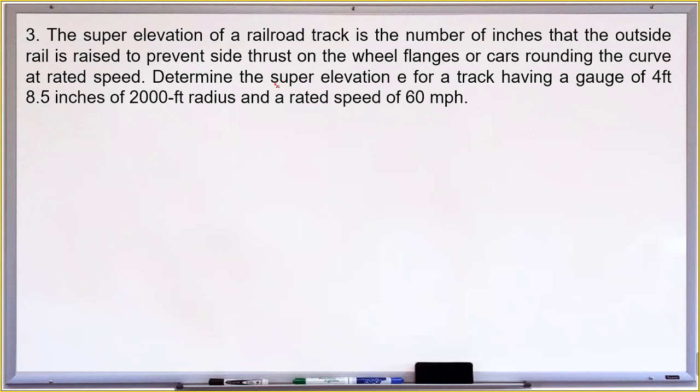So unsa man ni pasabot aning super elevation. So since gi-define man sa to ang problem, then walay problema. So we have given, first is the gauge, no? So ato lang ikuan nga gauge capital letter G, or ato butang track gauge. That is 4 feet and 8.5 inches. So unsa bay pasabot aning track gauge, no?